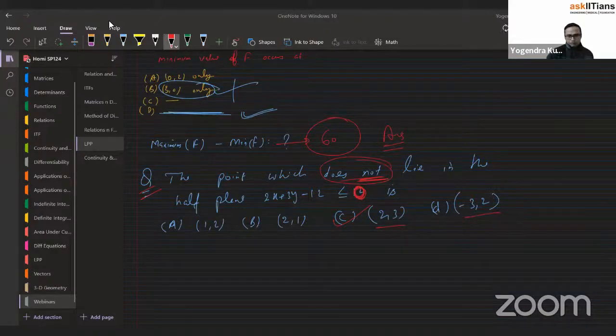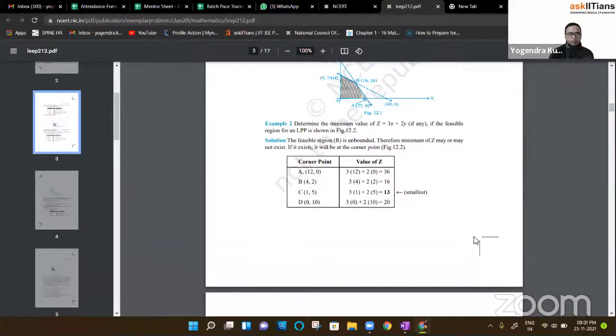Okay, this one. Can you see this question, guys? Okay, everyone. This is what it is: determine the minimum value of z equals 3x plus 2y, if any. Why is it written "if any"? Because it may or may not exist for unbounded regions only, right? If the feasible region of LPP is shown in this figure, right?